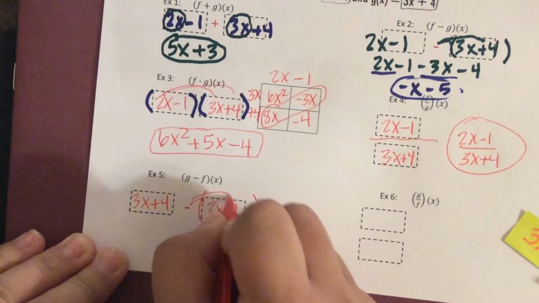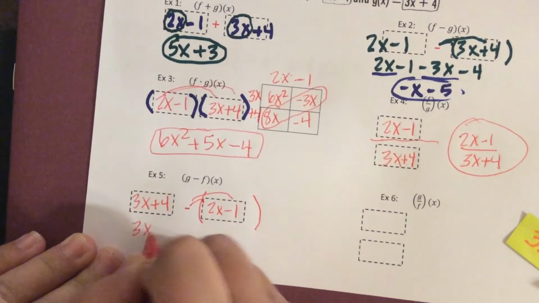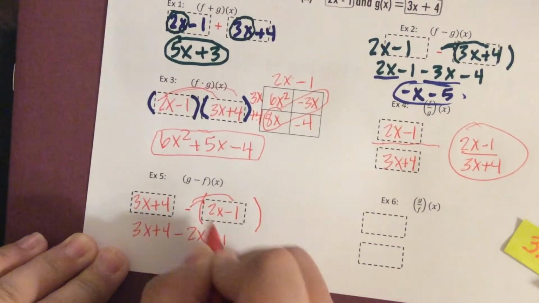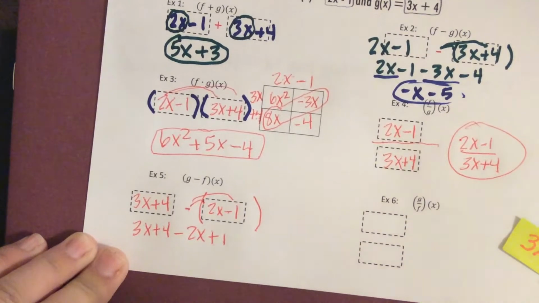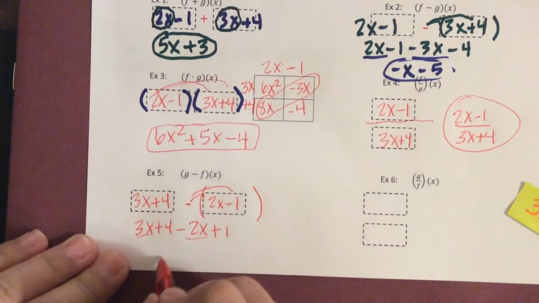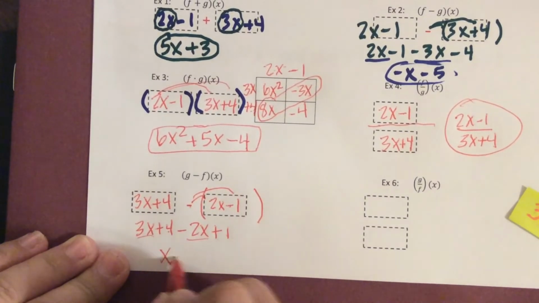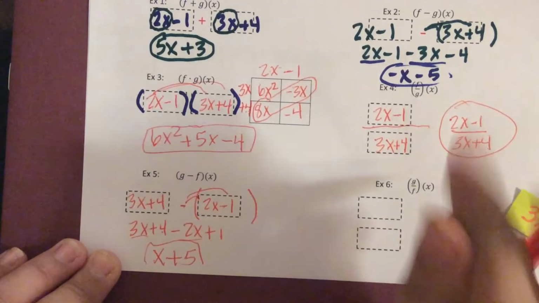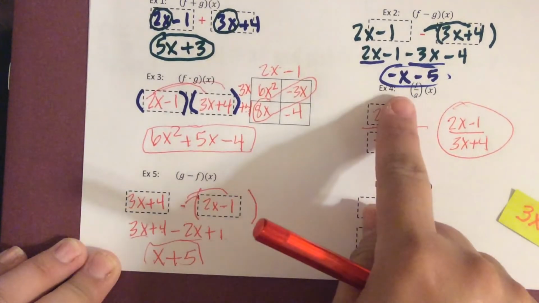We're going to distribute the minus. So this comes down as 3x plus 4 minus 2x plus 1, because a negative and a negative is a positive. Now we combine like terms. 3x minus 2x is just x, and 4 plus 1 is 5. So notice that these two are not the same.